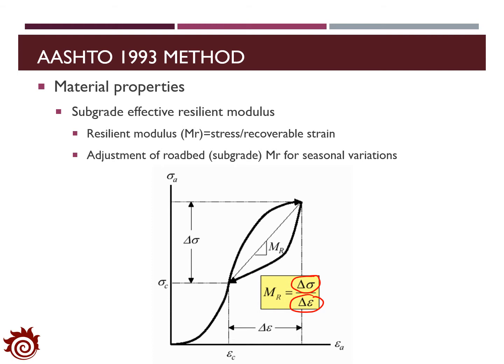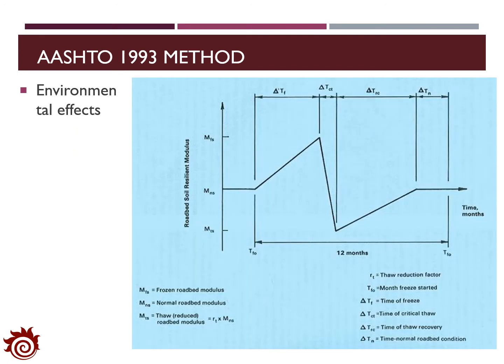In addition, in the real-world implementation, we need to consider the seasonal variations of the resilient modulus, which is caused by the changes of the temperature and the moisture contents across the whole year. And we have to adjust the variation for the resilient modulus. The figure here shows the seasonal variation of the resilient modulus over 12 months.